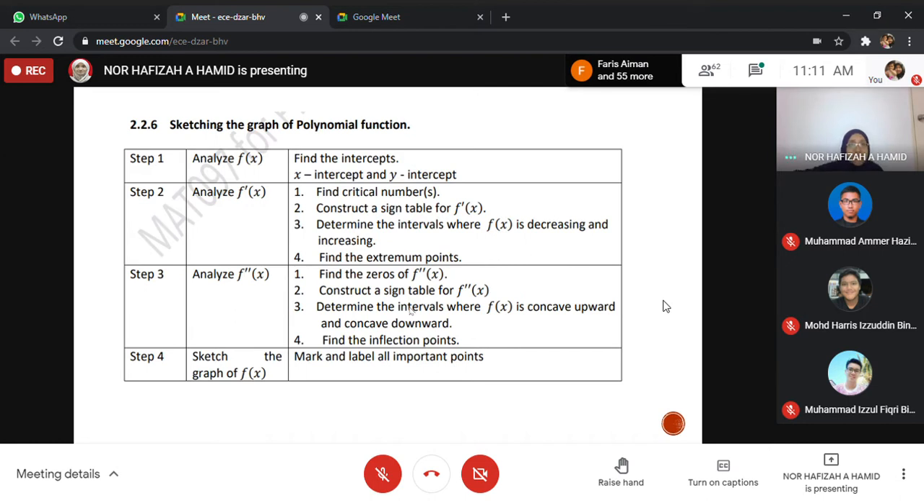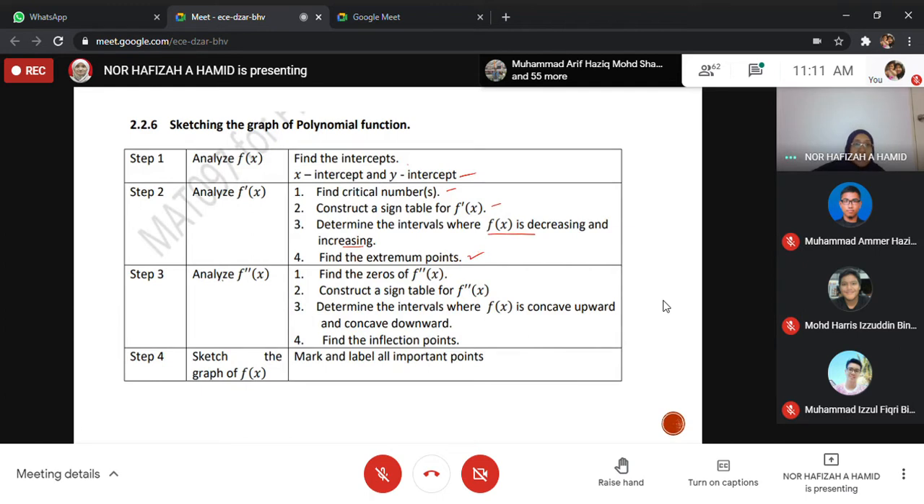So I want you to refer to sketching the graph of a polynomial function. The first step, you need to analyze f(x): find the x-intercept and y-intercept. Step 2, you need to analyze f prime x. First find critical numbers, construct a sign table for f prime, and determine the intervals where f(x) is decreasing and increasing. And number 4, find the extremum points.